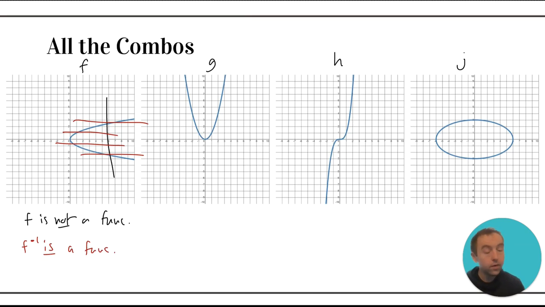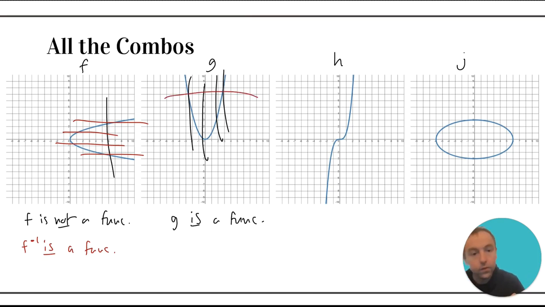So the only time that you can actually have an inverse function is if the original passes the horizontal line test, and then the inverse will be a function, right? And then here, you can see that it passes the vertical line test, so you can see that g is a function, but then it fails the horizontal line test. So then g inverse is not going to be a function because of that, right?